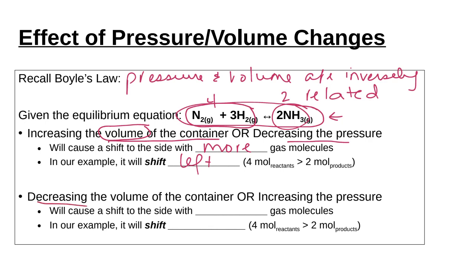If I decrease the volume of the container, or again, increasing the pressure, we want to relieve these changes. So if I've decreased the volume of the container, I have less space. So if I have less space, I want to shift to the side with fewer gas molecules because they're going to take up less space. So in this particular example, and you've got to be careful, it's different for every single reaction, which side will create fewer molecules? Well, it's going to shift to the right side, okay, because the right side has fewer molecules.